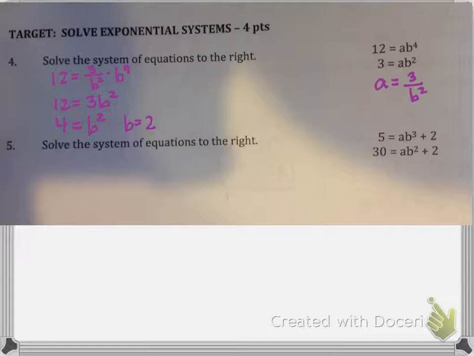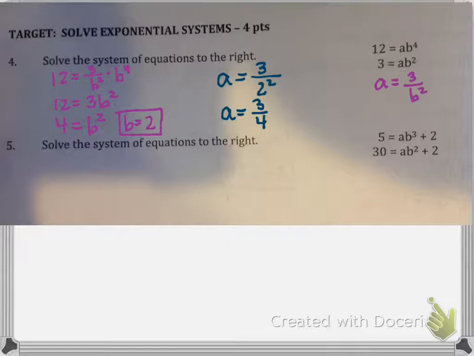Then in order to solve for a, all you have to do is plug that 2 back in to either one of the equations you started with. So I went ahead and plugged it into the equation over here, this one that I solved for earlier, and I ended up with a equals 3 over 2 squared, which is 3/4. Okay, so those are my 2 answers.